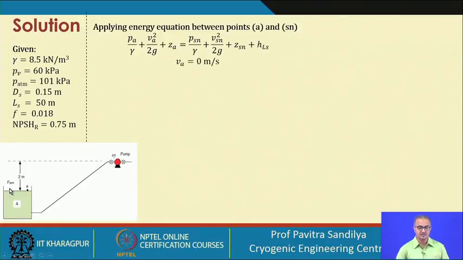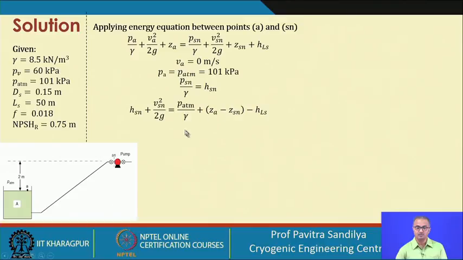Here we take VA to be 0, because this cross section is quite big, so the rate of fall of the liquid level may be neglected. PA is the atmospheric pressure which is given, and here we put PSN by gamma as HSN, that is the pressure head at the suction side. SN is the suction of the pump. With this we modify this equation, and we finally get the NPSHA as this.